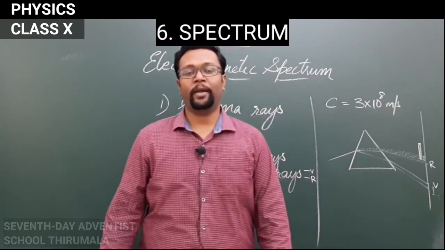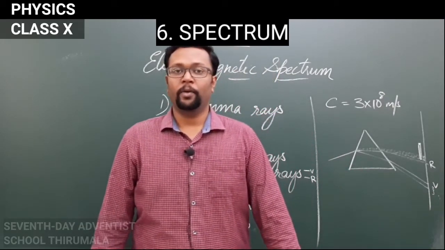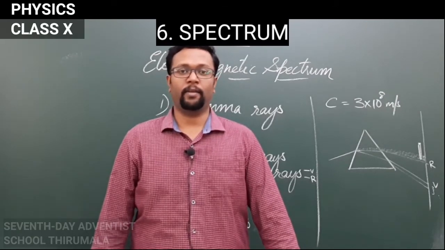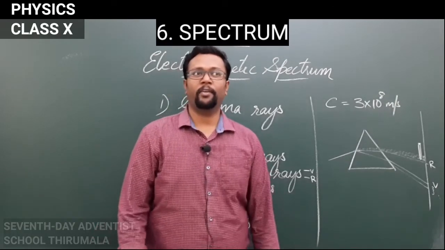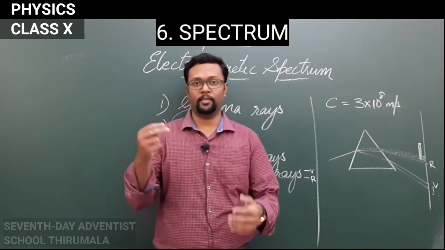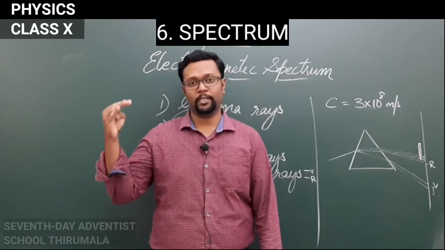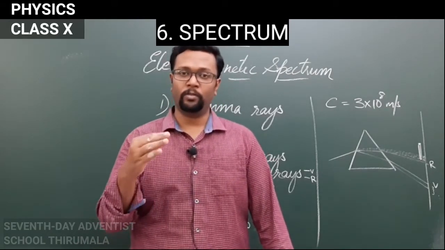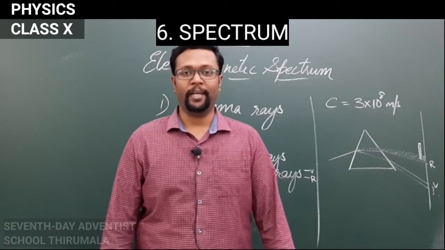And ultraviolet radiations are produced by very hot objects. Like the sun is one of the best sources of ultraviolet radiations. These ultraviolet radiations do not reach us in full effect due to the presence of the atmosphere, and especially that layer in the atmosphere called the ozone layer. They absorb most of the ultraviolet radiations.